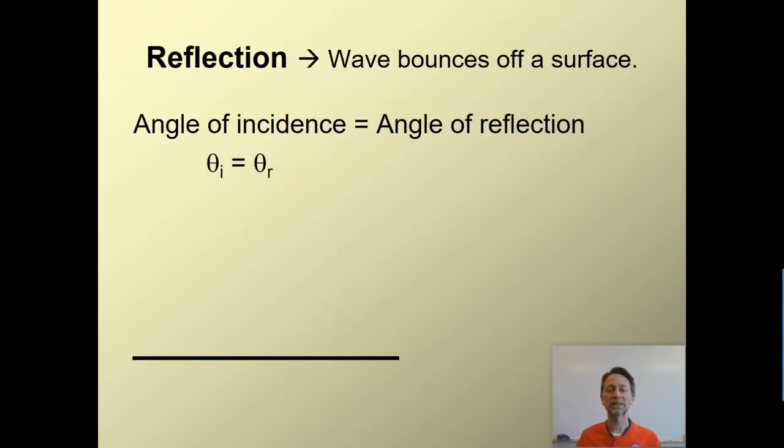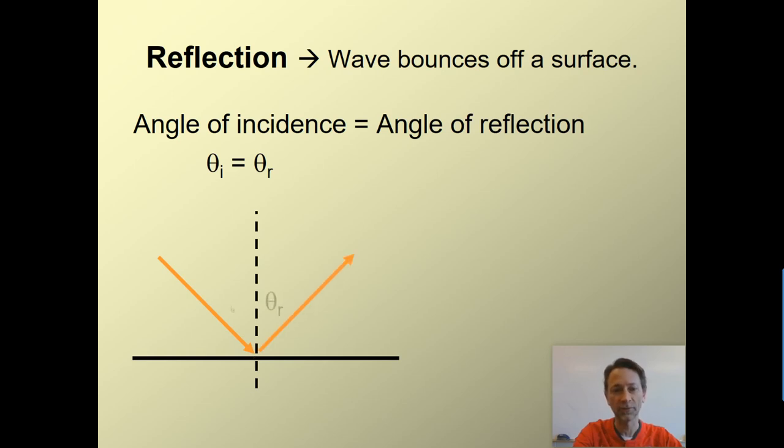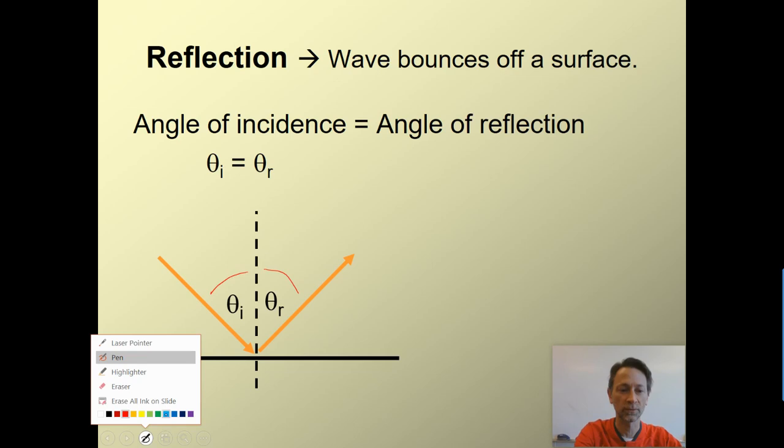First off, we need to talk about reflection, and that's when the wave bounces off of a surface. We did this earlier in one of the labs. We have a flat surface such as a mirror. There's this orthogonal, or perpendicular, line, and the light coming into the mirror is going to be reflected out of the mirror at the exact same angle. So these two angles are the same, the angle of incidence and the angle of reflection.